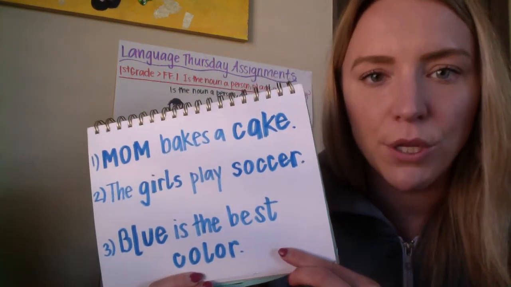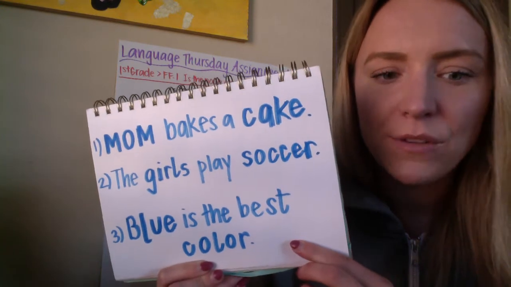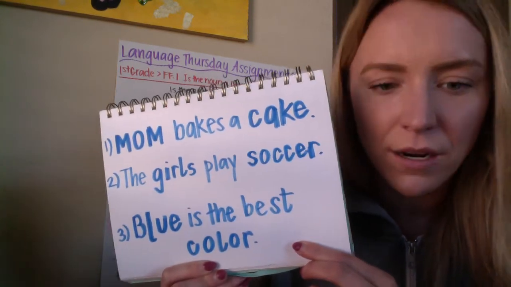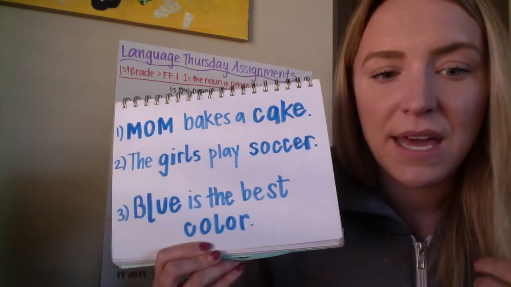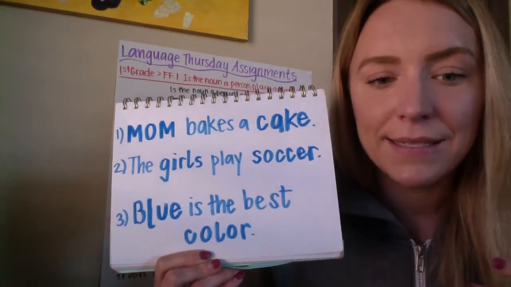Going down to our third sentence, blue is the best color. My nouns are going to be blue and color. I know this because blue is a type of color, right? It's something I can see.